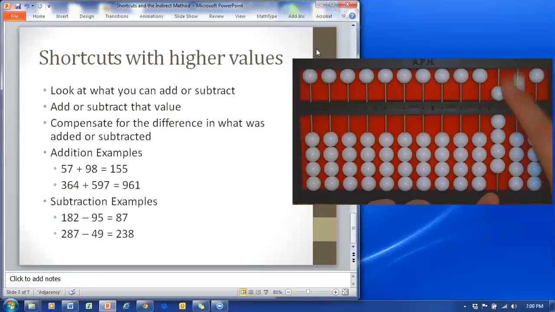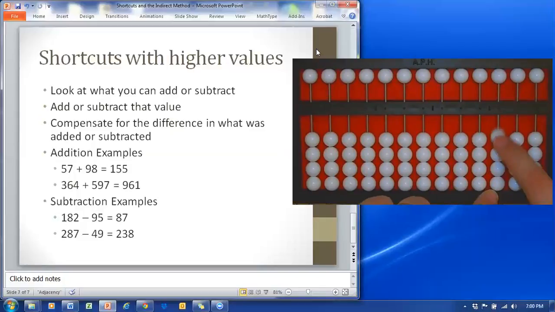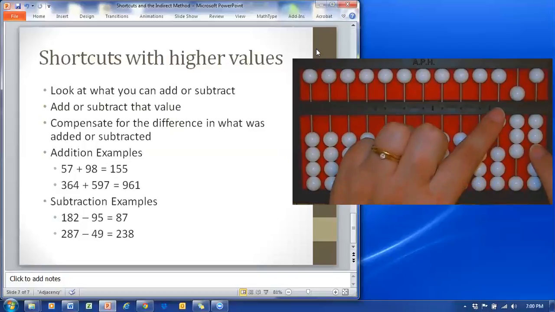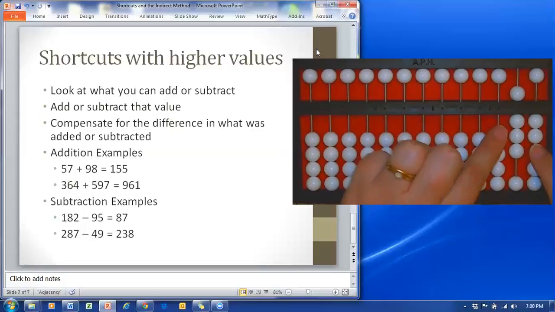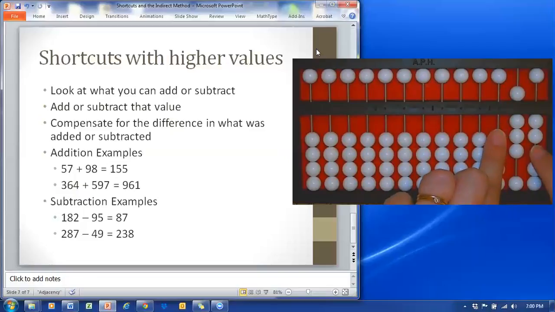Let's clear those values out and look at a couple of subtraction problems that use the same idea. 182, and we're going to subtract 95. Now notice I only have the 82 that I set that I could subtract, but I want to subtract 95, which is more than that. So I'm going to instead go ahead and subtract the 100, but that was 5 too many. So I'm going to go ahead and add the 5 in for an answer of 87.